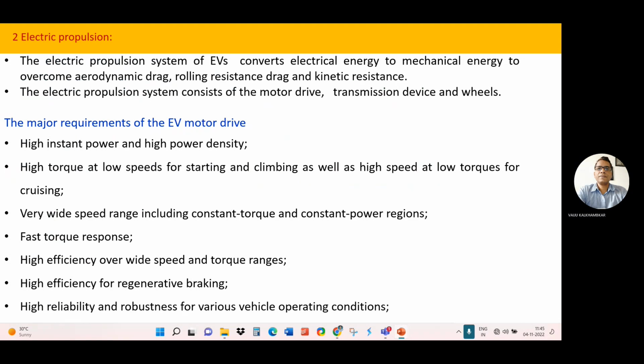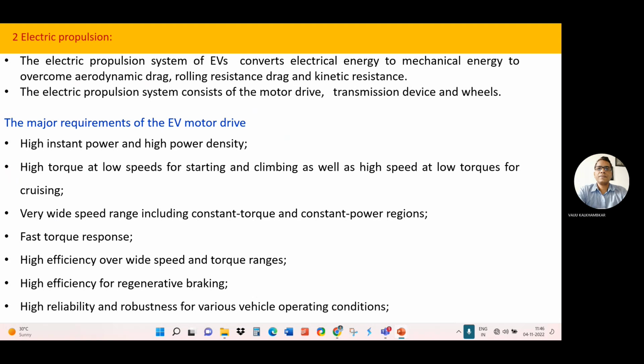Now, the second technology is the electric propulsion. Here propulsion means to give the required torque to the vehicle to propel the vehicle. So this system converts electrical energy into mechanical energy so that the vehicle will move, and it also has to overcome aerodynamic drag, rolling resistance, and kinetic resistance. So we have to move the vehicle against these opposing forces, and this can be done by the electric propulsion system, that is nothing but a motor drive system, transmission device, and wheels.